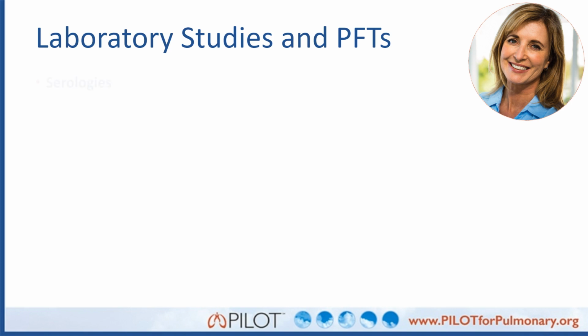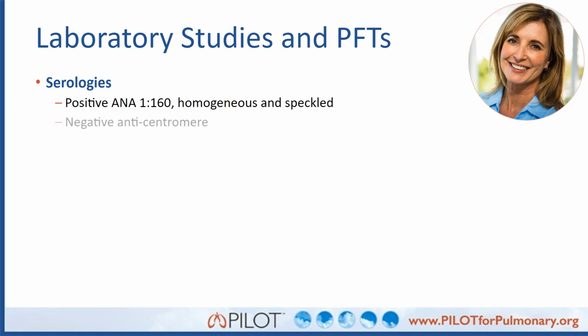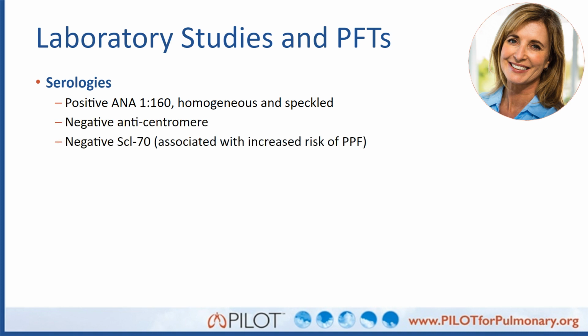So in terms of her serologies, she was found to have a positive ANA at a titer of 1 to 160, and the pattern was homogeneous and speckled. And most patients with systemic sclerosis will have a positive ANA antibody. But she was negative for the centromere antibody, SCL70, which again is associated with an increased risk of progressive pulmonary fibrosis, and also negative for the RNA polymerase III antibody.